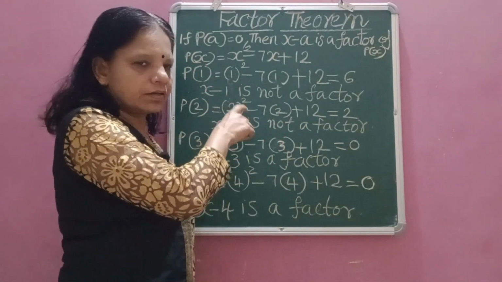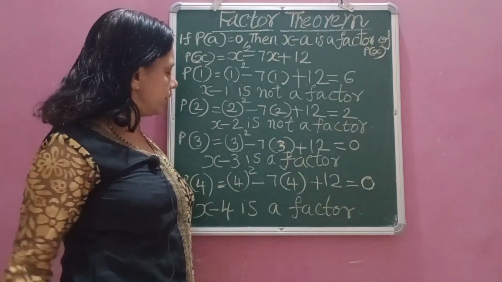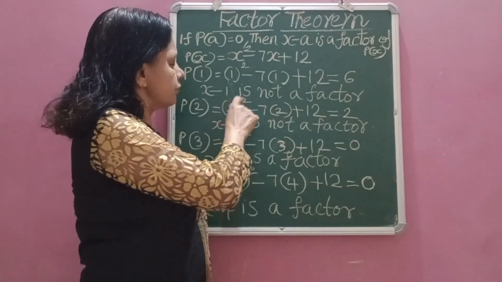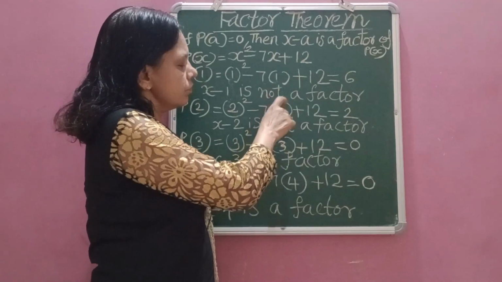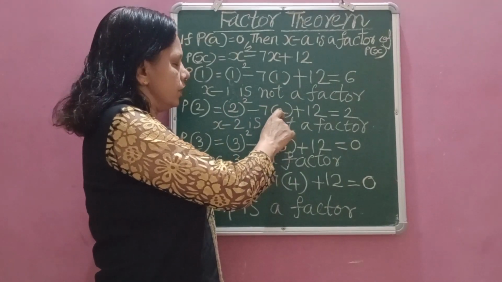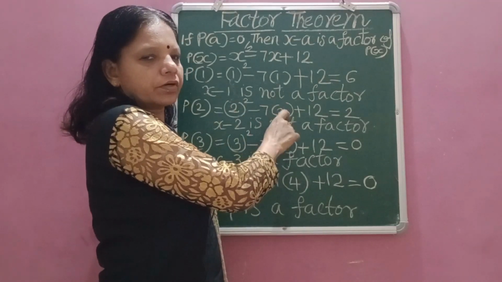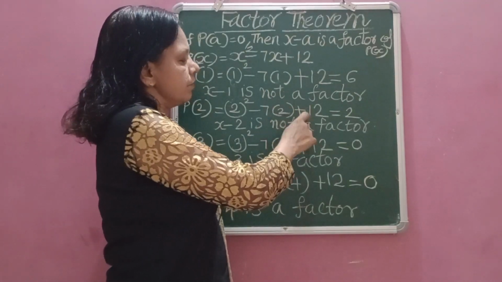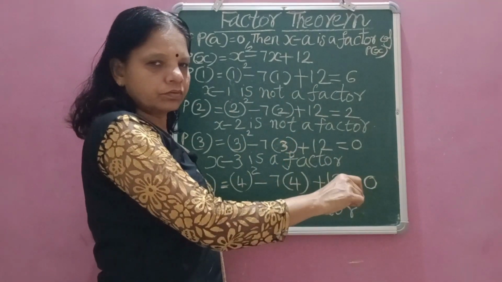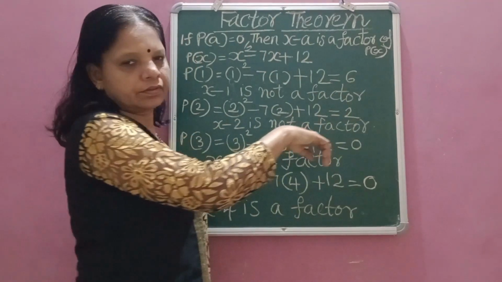Now another one, for the same polynomial, whether x minus 2 is a factor or not. So what you have to find? P of 2. So substitute x is equal to 2. So 2 square minus 7 into 2 plus 12. 2 square is 4. 7 twos are 14. So 4 minus 14 is minus 10. Minus 10 plus 12, 2. Here also the remainder is not equal to 0. So what you can write? x minus 2 is not a factor by factor theorem.